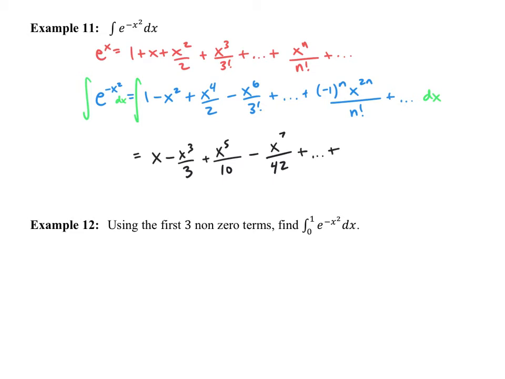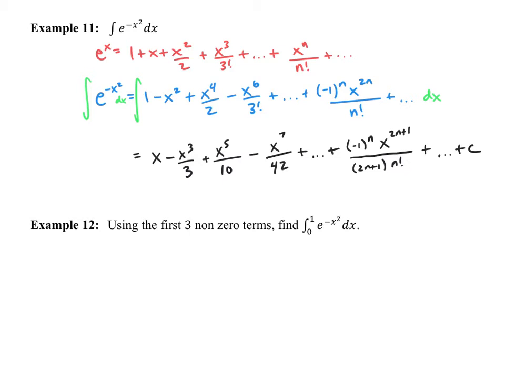Now in terms of our general term, we would have negative 1 to the n, x to the 2n plus 1 divided by 2n plus 1 multiplied by n factorial. And we would continue, and ultimately we would add a c to that. So in general, and again, it's not a complete antiderivative, but in general, that would be a representation of the antiderivative of e to the negative x squared.